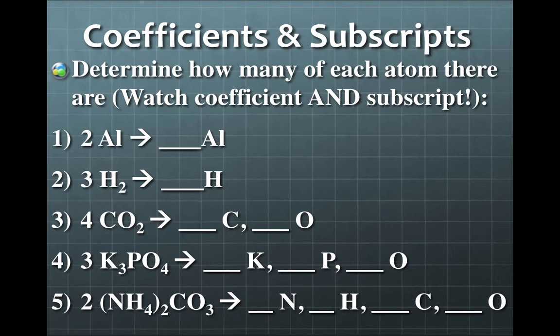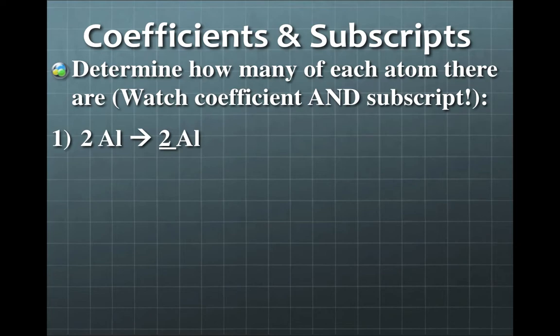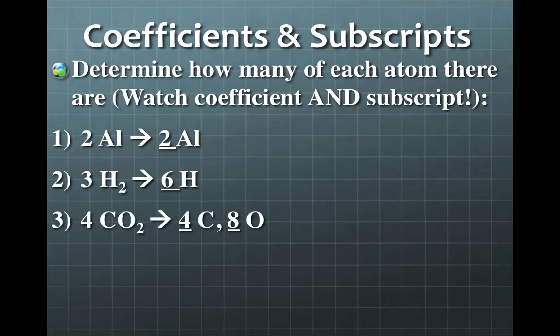Okay, so 2Al, that one's obvious. I just have 2 aluminum atoms. Okay, 3H2, 3 times 2 gets me 6 hydrogens. 4CO2, I have 4 carbons and 8 oxygens because 4 times 2 is 8.